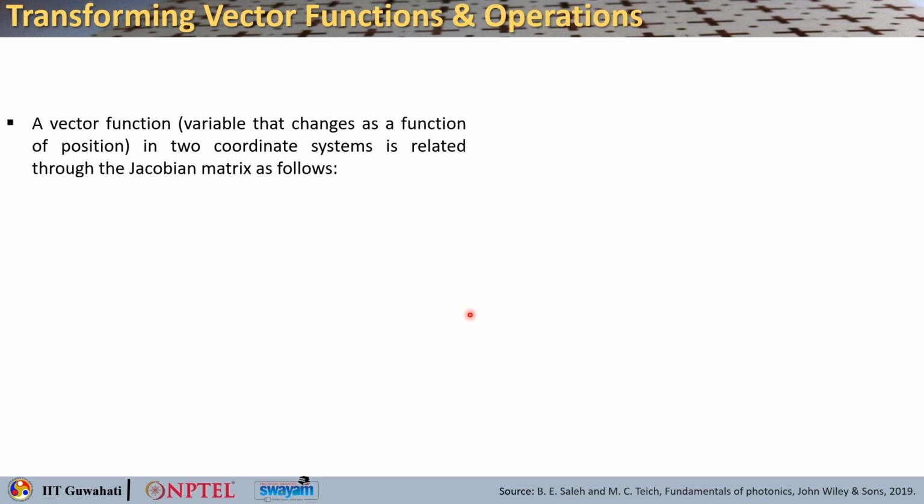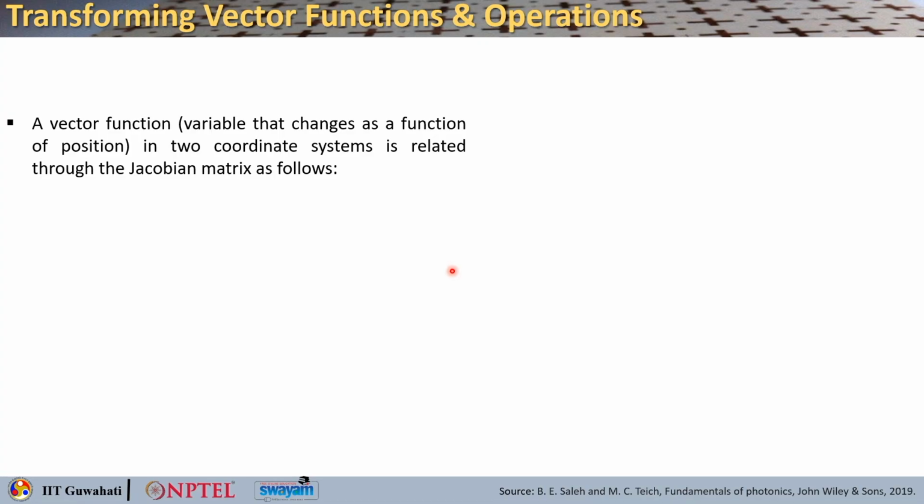Now, I have been repeating that the Jacobian matrix can help you transform the vector functions and the operations. So let's see how it is done. You take a vector function, which is a variable that changes as a function of position, in two coordinate systems, that can be related through the Jacobian matrix using this kind of relation. E prime of r prime will be A transpose inverse times E of r. You can simply write E of r; this can be any field also, electric fields for that matter.